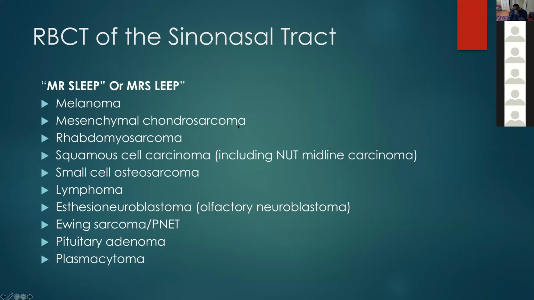small cell osteosarcoma, and mesenchymal chondrosarcoma. Mesenchymal chondrosarcoma is very identifiable for the most part. Some people who don't like Mr. Sleep can also go with Mrs. Leap, as long as you remember MR, SL, EEP. Okay, that is your prototypical round blue cell malignancy of the oral cavity as well. Okay, I'll repeat it again. Melanoma, rhabdomyosarcoma, squamous cell carcinoma, lymphoma, esthesioneuroblastoma or olfactory neuroblastoma, Ewing sarcoma, and plasmacytoma.